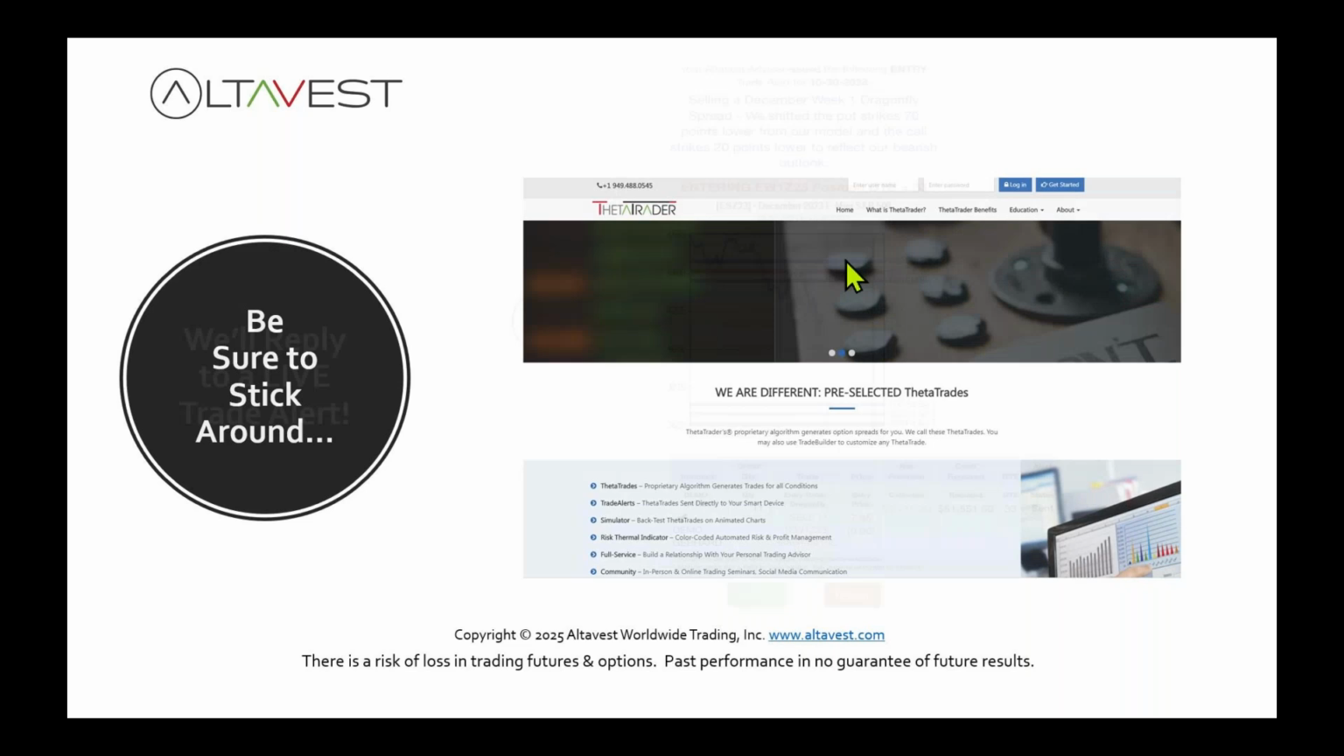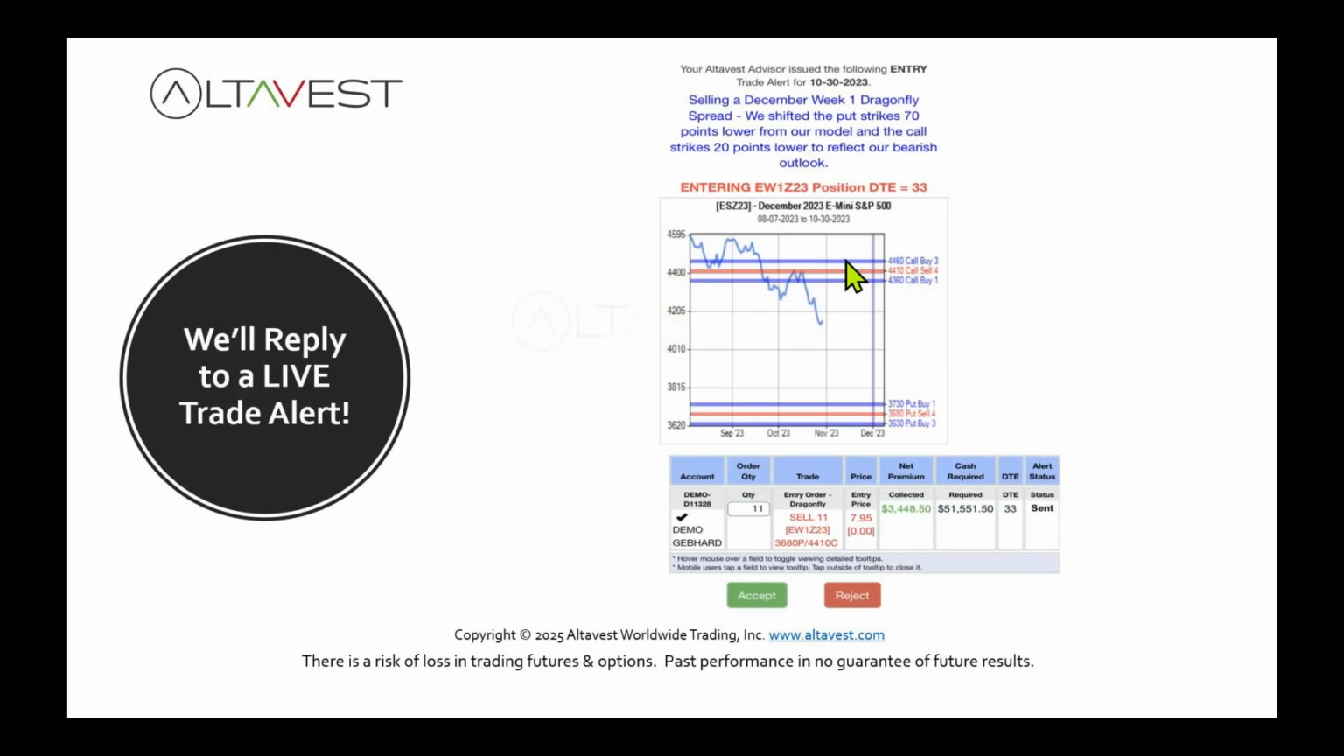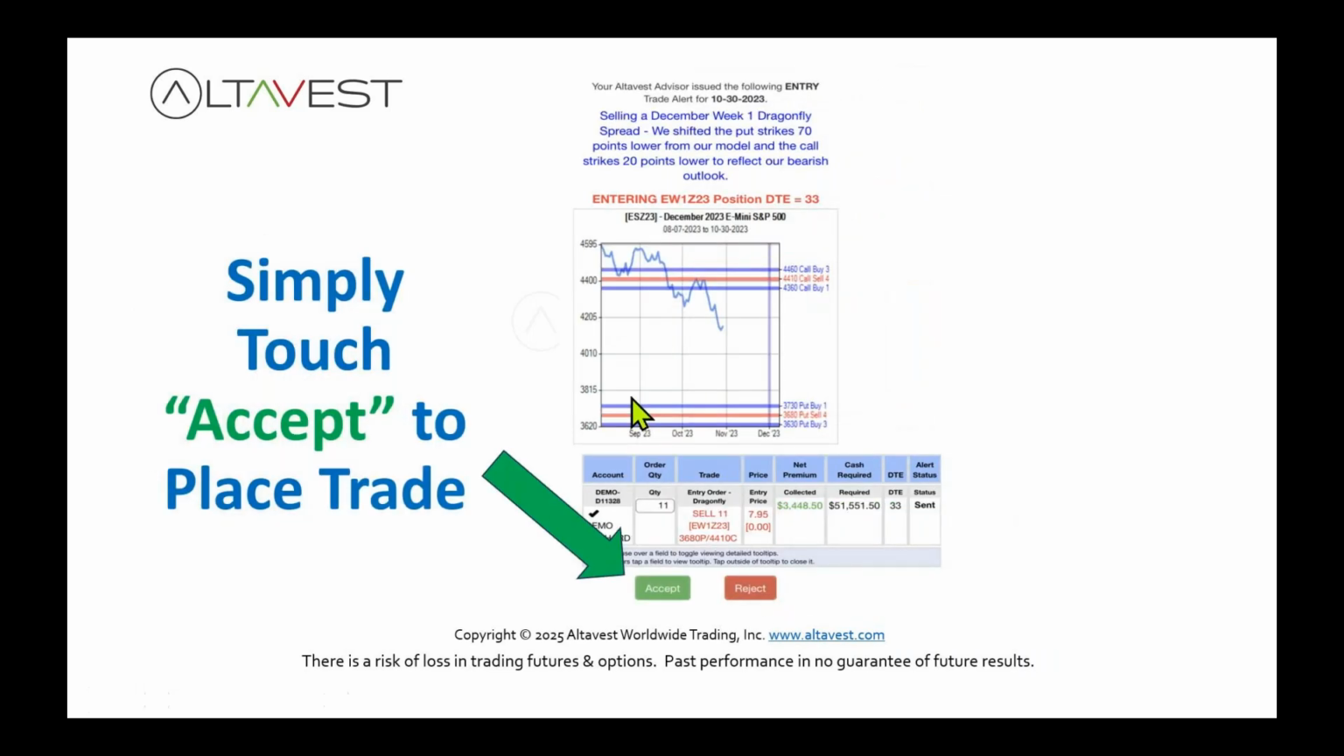In just a few minutes, we're going to show you how we respond to a live trade alert. This is an example of what a trade alert might look like coming into your dashboard or on your phone or via email. And then to accept that trade alert, you just touch the screen there and click accept. So it's that simple. Our technology handles the rest.